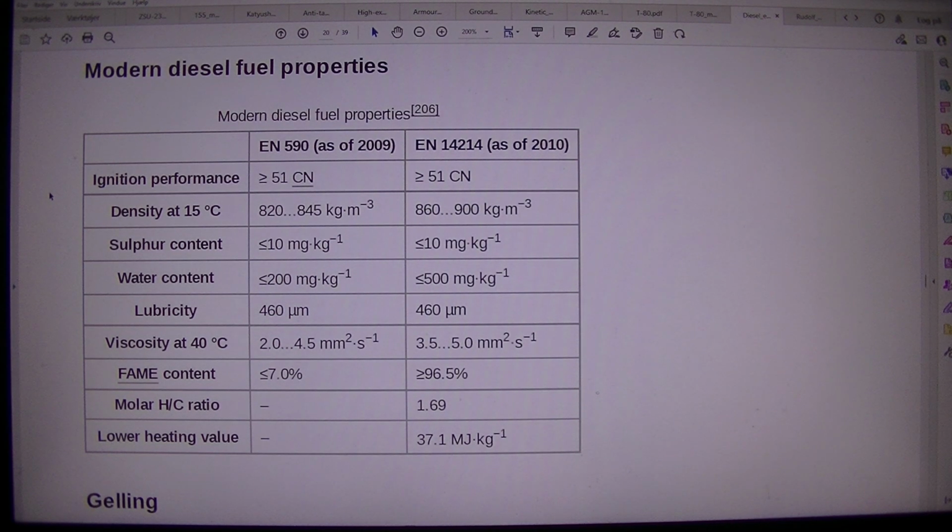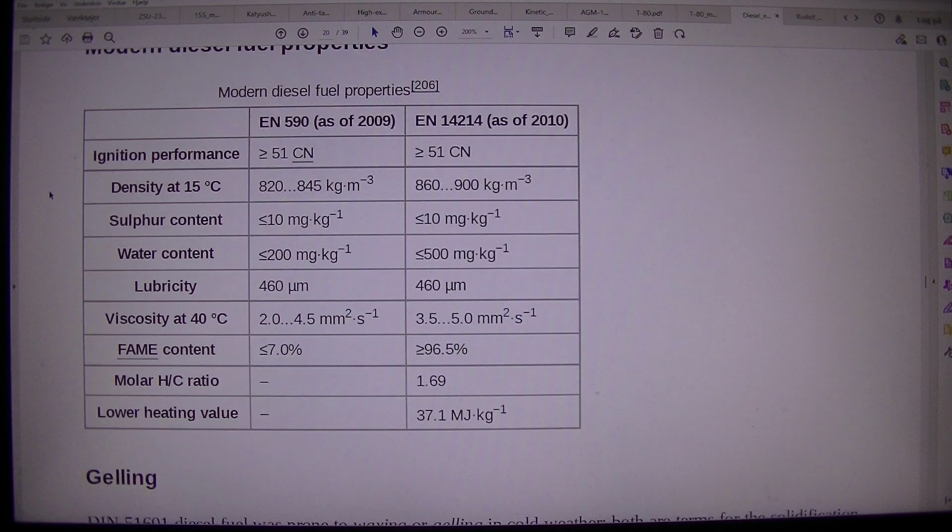Sulfur content less than or equal to 10 mg/kg, less than or equal to 10 mg/kg; water content less than or equal to 200 mg/kg, less than or equal to 500 mg/kg; lubricity 460 µm, 460 µm; viscosity at 40 degrees C 2.0 to 4.5 mm²/s, 3.5 to 5.0 mm²/s; FAME content less than or equal to 7.0%, greater than or equal to 96.5%; molar H/C ratio 1.69; lower heating value 37.1 MJ/kg.